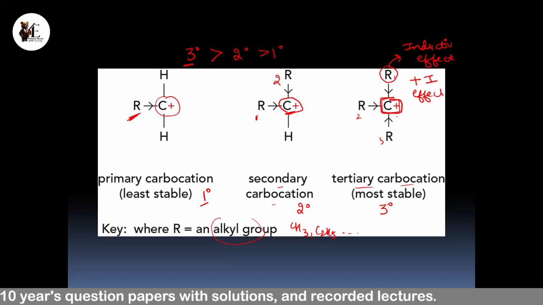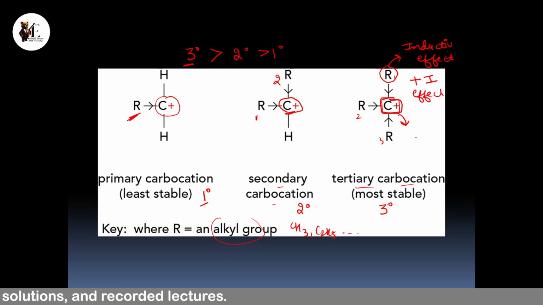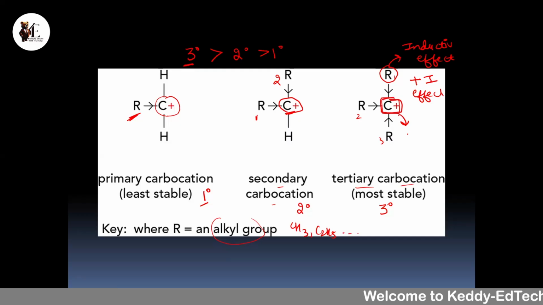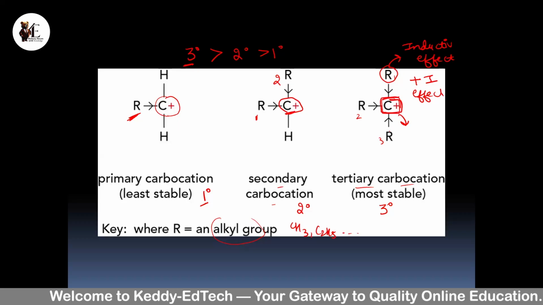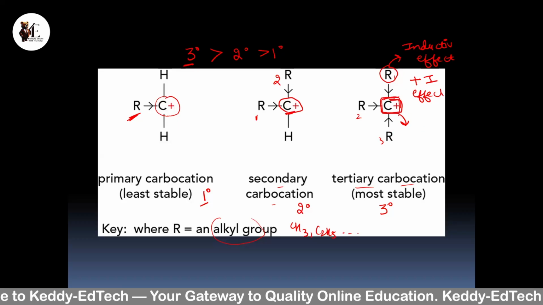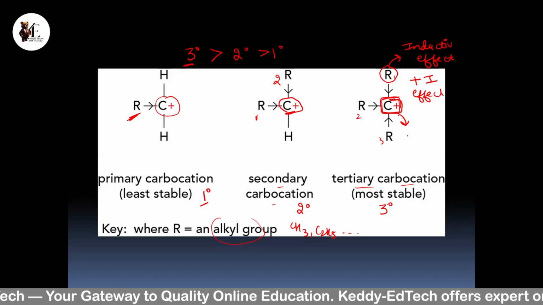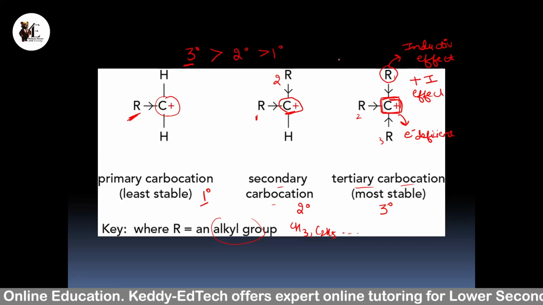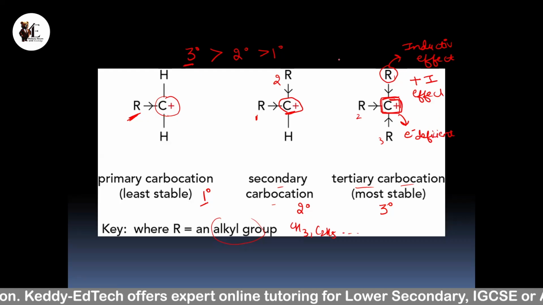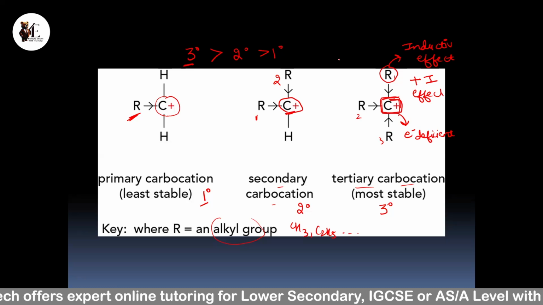So what do you think? Is this carbocation electron deficient or electron rich? Any carbocation, is it electron deficient or electron rich? Tell me, what do you think? Deficient? Yes, obviously it has a positive charge, and positive charge is always electron deficient. And if it is a carbanion, then it is electron rich, because you know an electron has a negative charge. So if electrons increase, it becomes your carbanion, which is electron rich.